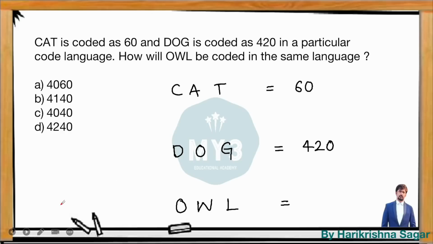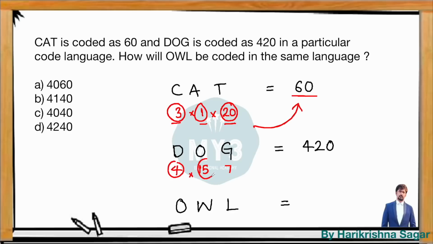I'm just checking what is the alphabet position. C is the third alphabet, A is the first alphabet, T is 20th alphabet. So if you observe these numbers, what is the relation for 60 and 3 and 1 and 20? Obviously, by looking at these numbers, you can easily understand they are just multiplied the alphabet positions. Product of these numbers is 60. Similarly, D is 4, O is 15 and G is 7. What is the product of these numbers? 15 into 4 is 60, 60 into 7, 6 7s are 42, add 1 more 0. It is 420.